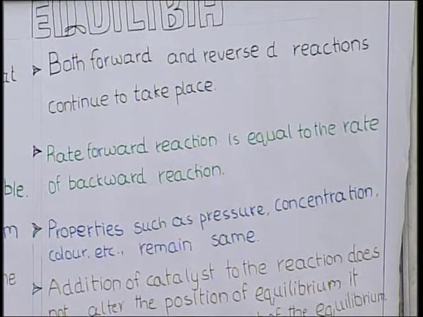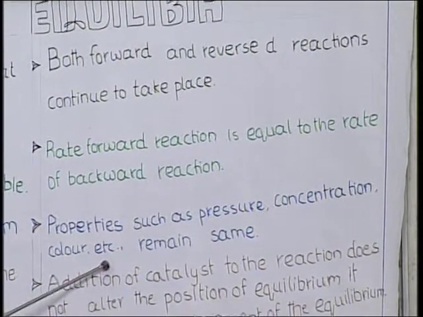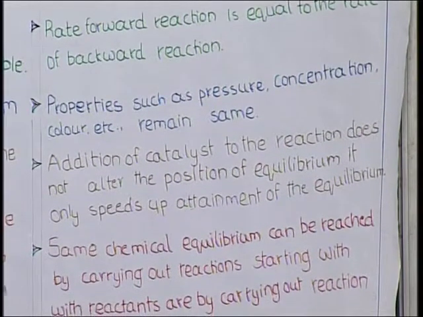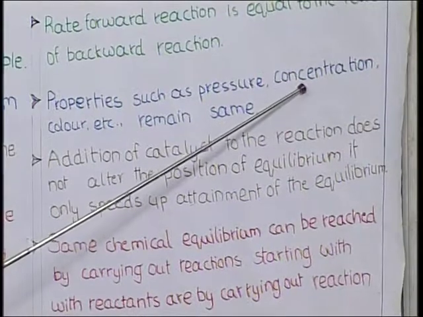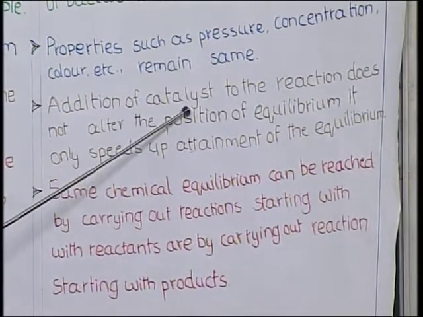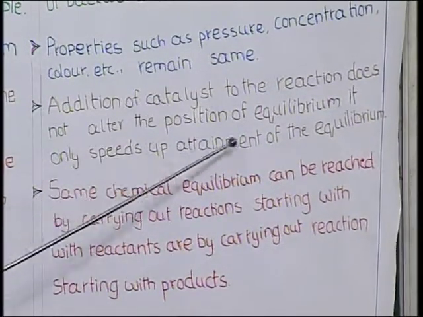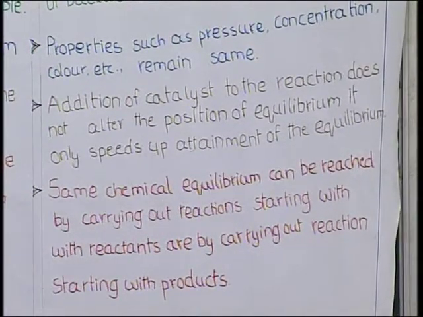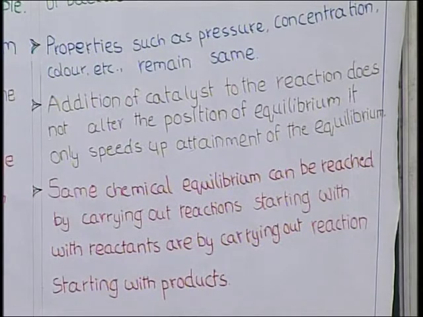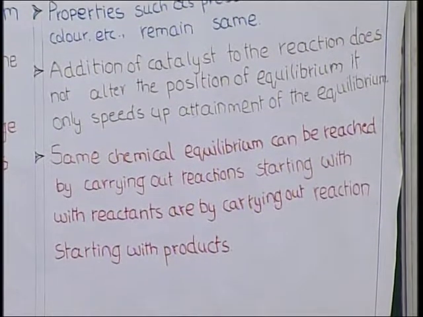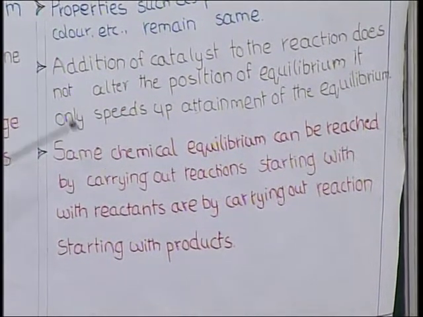reverse reaction also happens. And the properties such as pressure, concentration, color remain the same at the equilibrium state, which means they do not change. Addition of a catalyst to the reaction does not alter the position of the equilibrium, it only speeds up the attainment of the equilibrium, which means the catalyst does not take part in the reaction, it does not change any physical or chemical properties of the reactions, it is just used for boosting up the reactions.